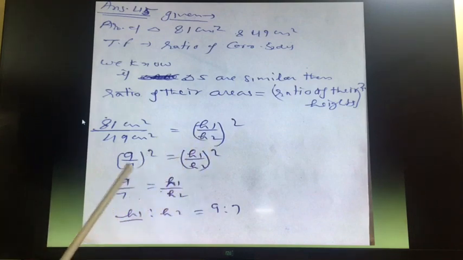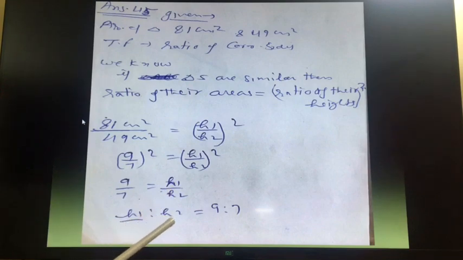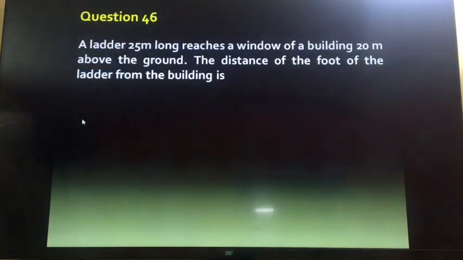Square we can cancel, so 9 by 7 is equal to h1 upon h2. So the ratio of h1 and h2 will be 9:7, right? Now come to question number 46.